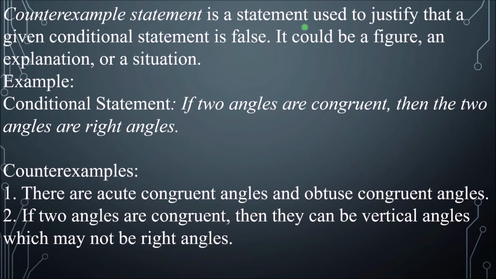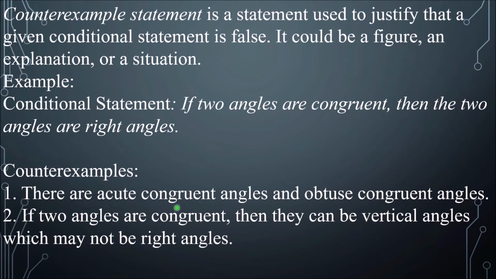Counterexample statement is a statement used to justify that a given conditional statement is false. It could be a figure, an explanation, or a situation. Let's have an example. Conditional statement: if two angles are congruent, then the two angles are right angles. Of course, this is false. Let's have the counterexamples for this statement.